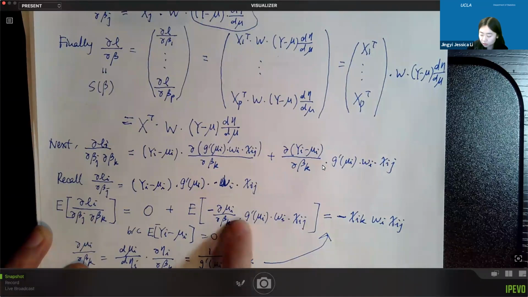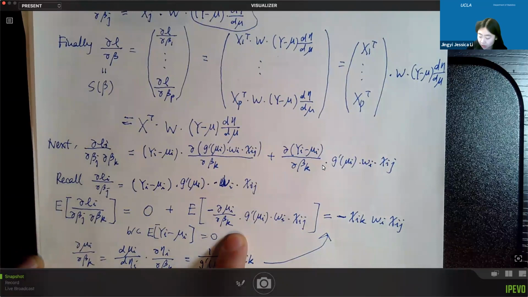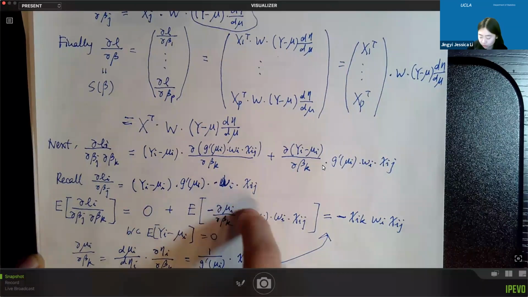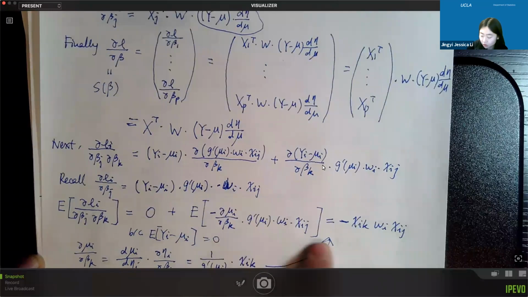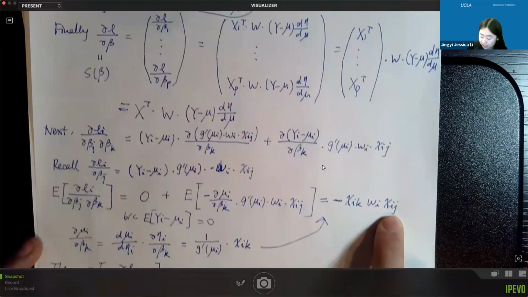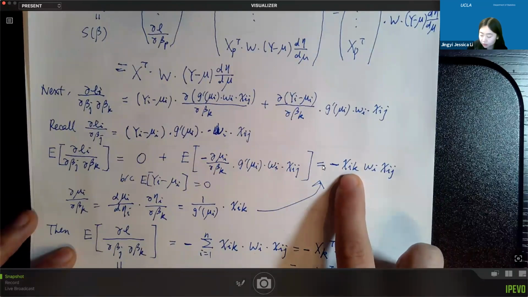Partial mu i partial beta j is something we can easily work with, because here we have the link function to go through this step. After that, applying the chain rule again to get from mu i to eta i, then do partial eta i partial beta k, we can simplify it as just this. We have negative x ik w i x ij. So this is actually the contribution of the ith observation.